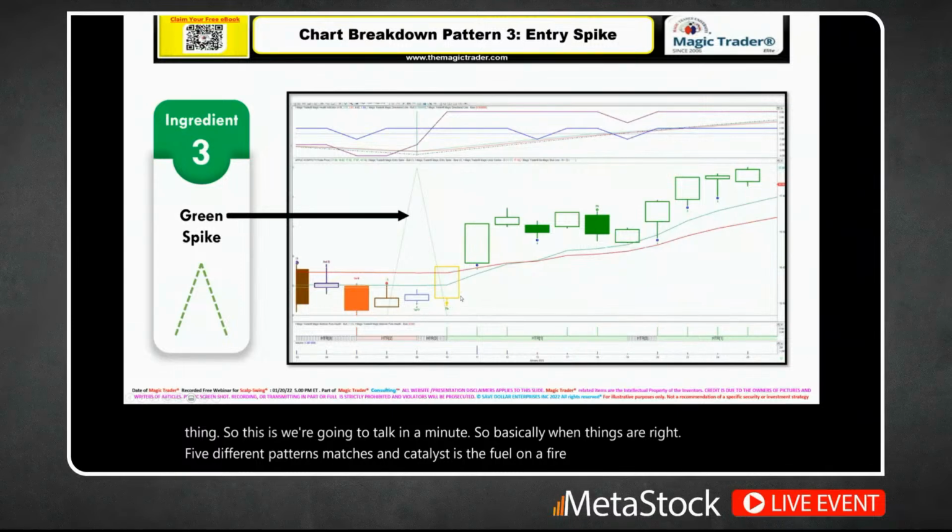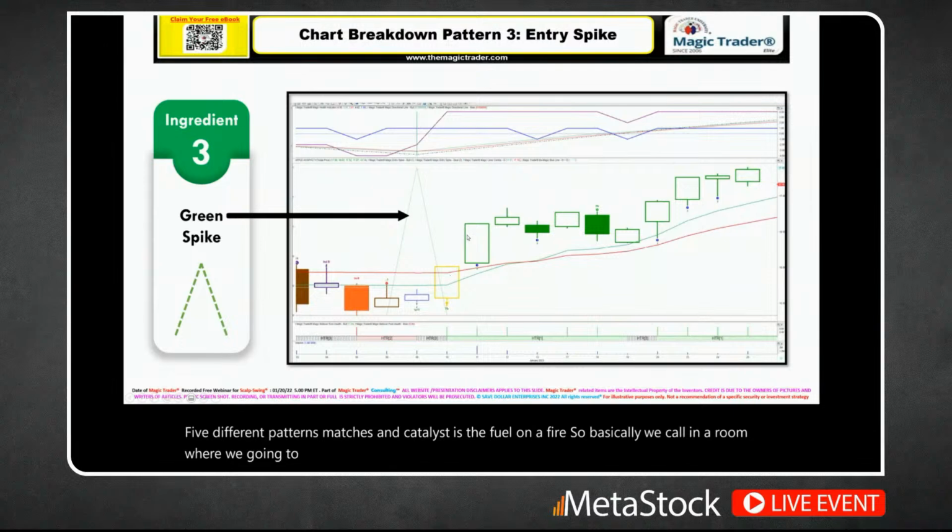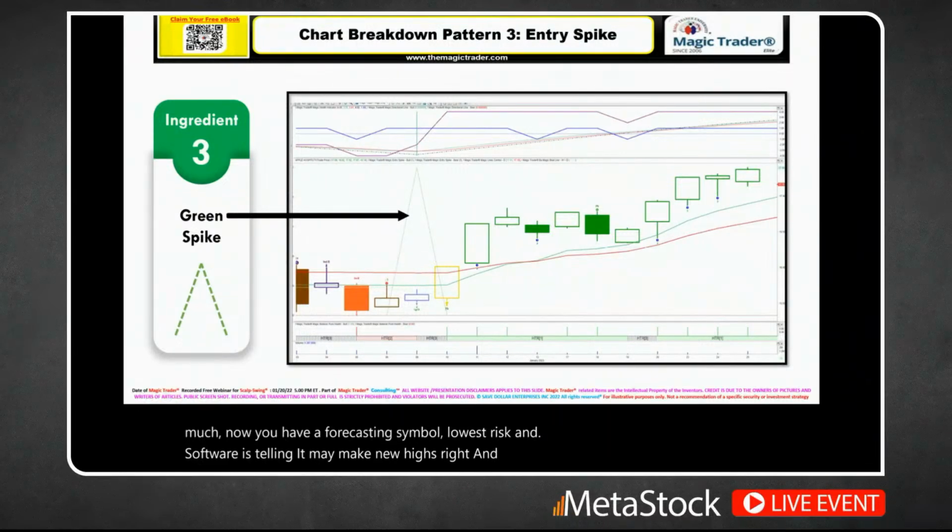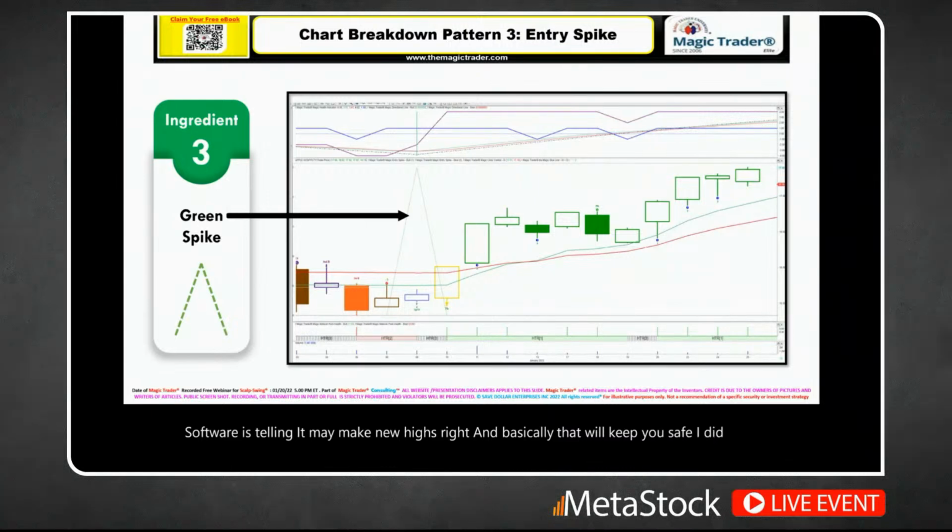So basically, we call in a room, we are going to go to the moon. There is no guarantee, and even if you don't know much, now you have a forecasting symbol, the lowest risk, and the software is telling it may make new highs, right? And basically, that will keep you safe.